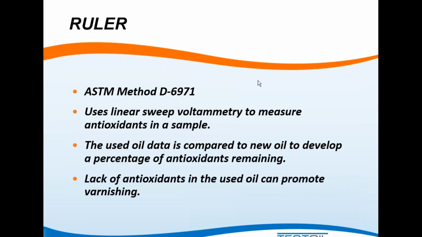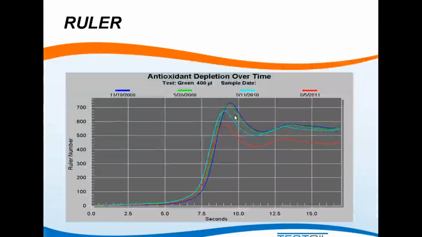All right, I mentioned RULER, but here we'll just formally go over it. It's governed by ASTM method D6971, and it uses a technology called linear sweep voltammetry. As you can tell from my discussion, it's really critical that we identify the oil correctly. All oils are formulated slightly different from each other, and sometimes massively different. And if they don't match up curve-wise on the RULER, you're just not going to get results that make a lot of sense. You're going to get results over 100%. That really shouldn't happen.